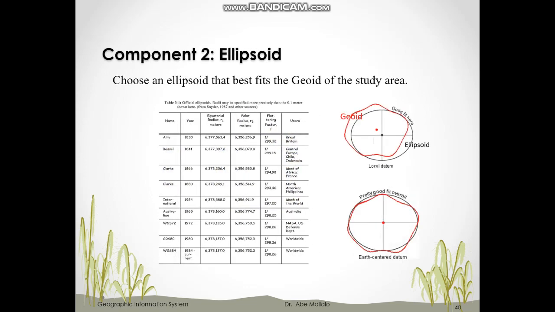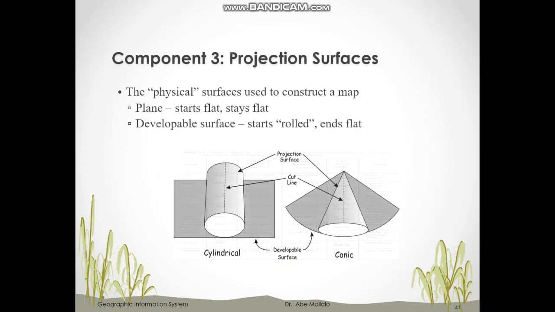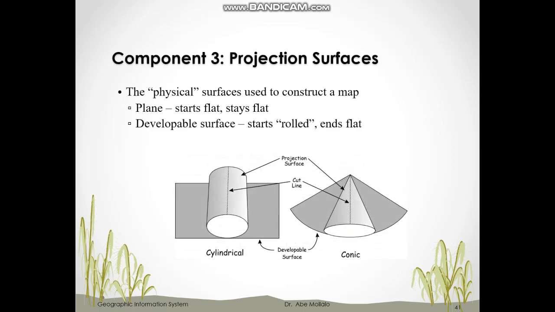Second, regarding the selection of ellipsoid, we talked about it several times. You should choose the ellipsoid that best fits the geoid. If your study area is only a small city or country, probably you can choose a local or regional ellipsoid. Or if your study area is the entire world, you can choose a global ellipsoid such as GRS-80 and WGS-84. And the last component is the projection surface, which is the most complicated one.